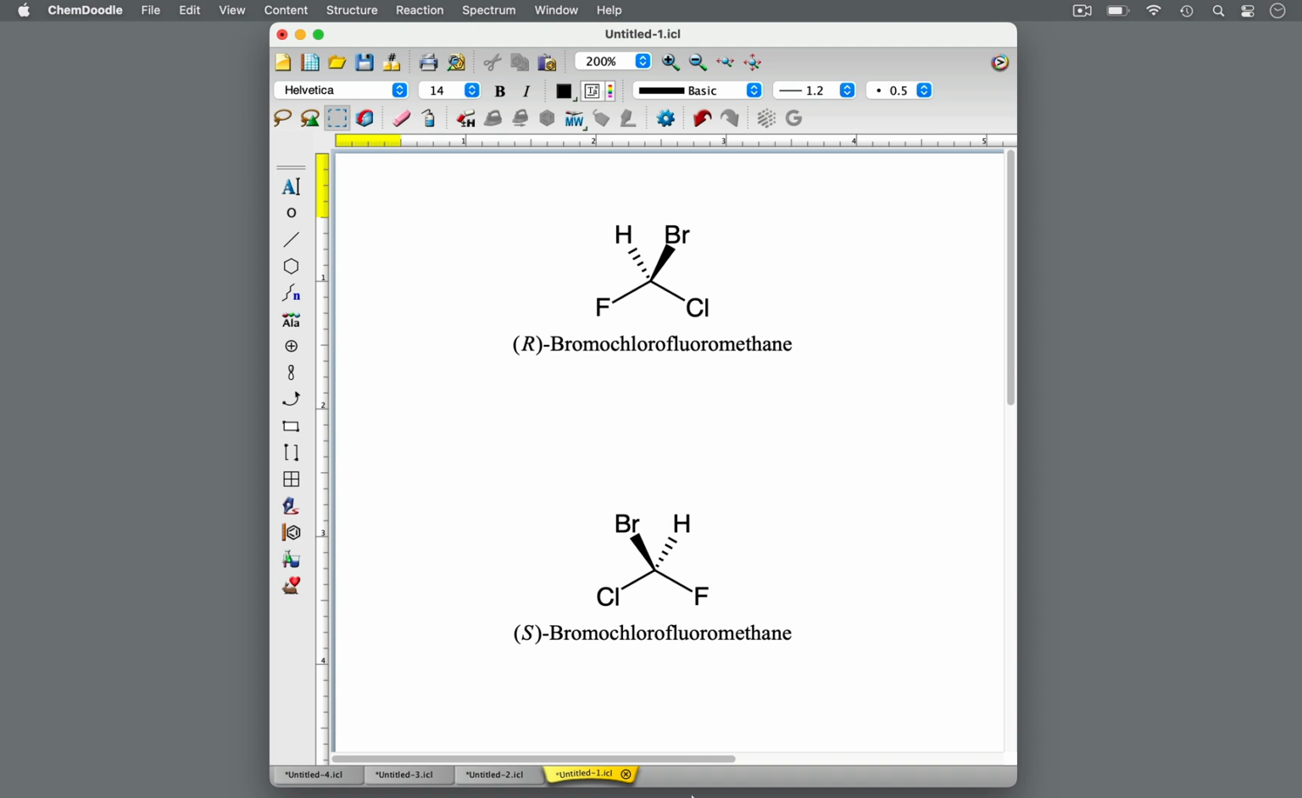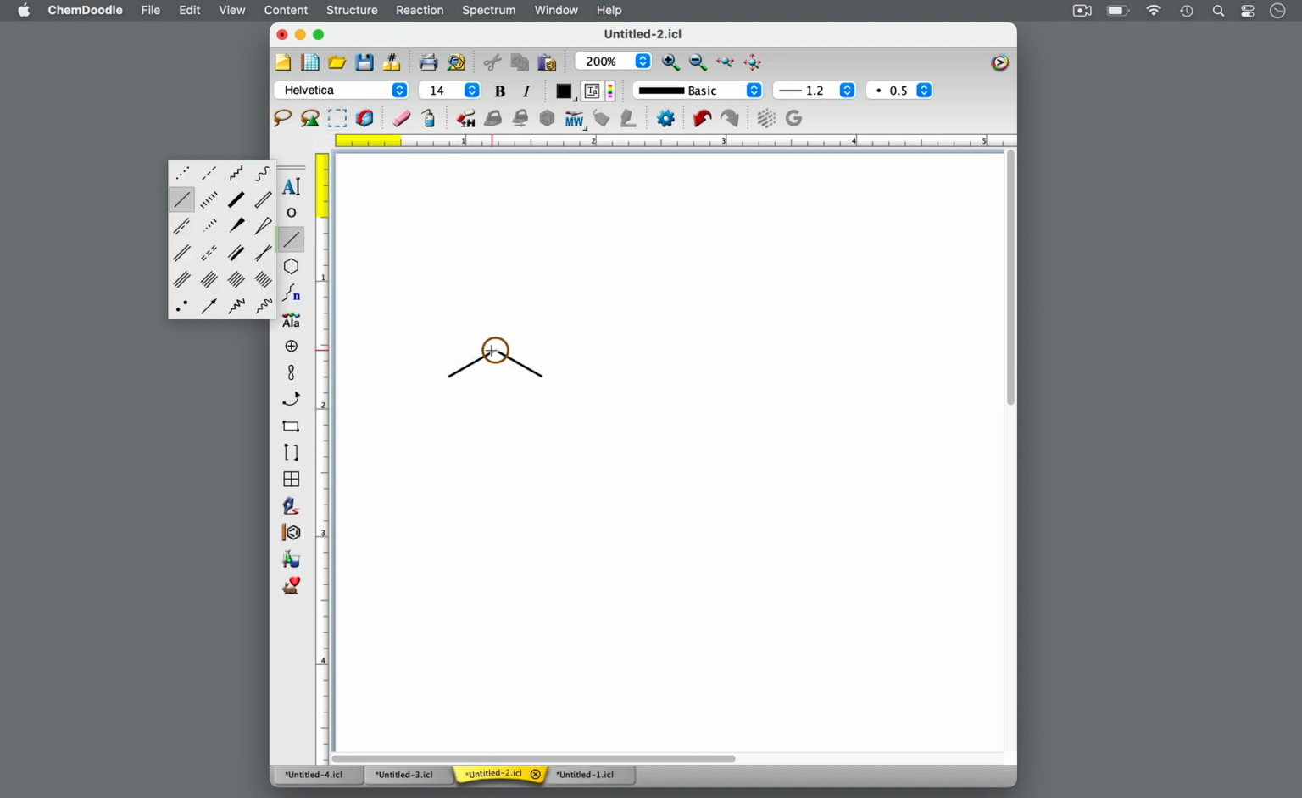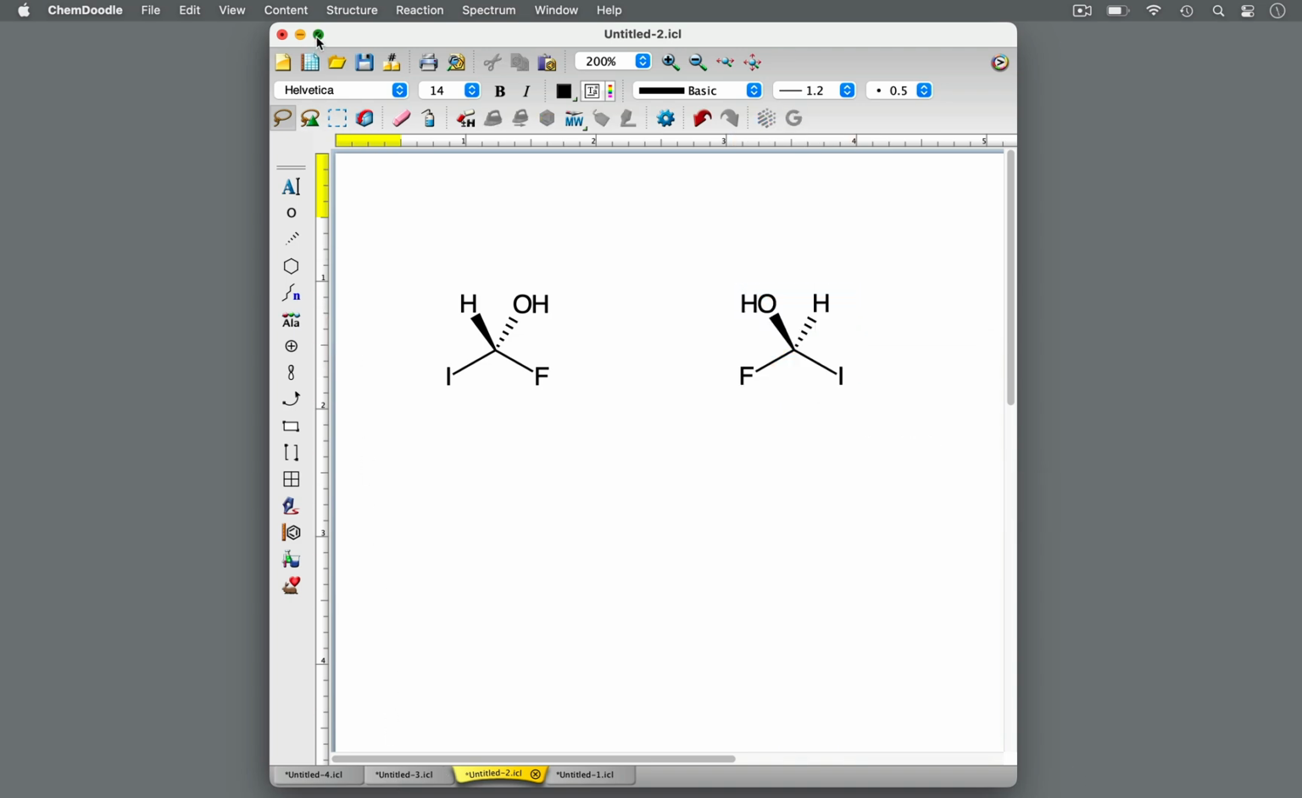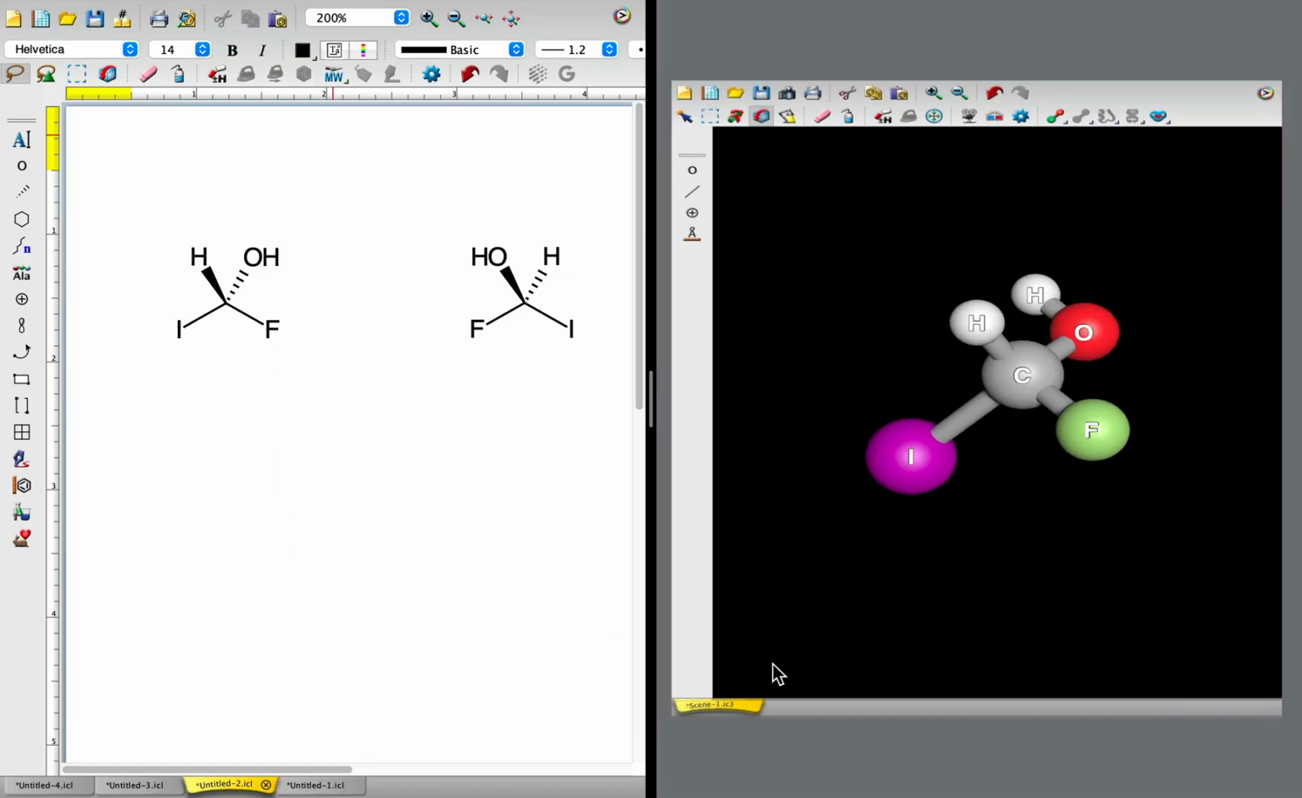But what do you do when the lowest priority group isn't oriented away? Let's see what to do when the lowest priority group is pointing toward you. In this molecule, the lowest priority group is the hydrogen. If the lowest priority group is coming out of the plane of the screen, you can simply flip the molecule over. To better visualize this, let's see the molecule in 3D.